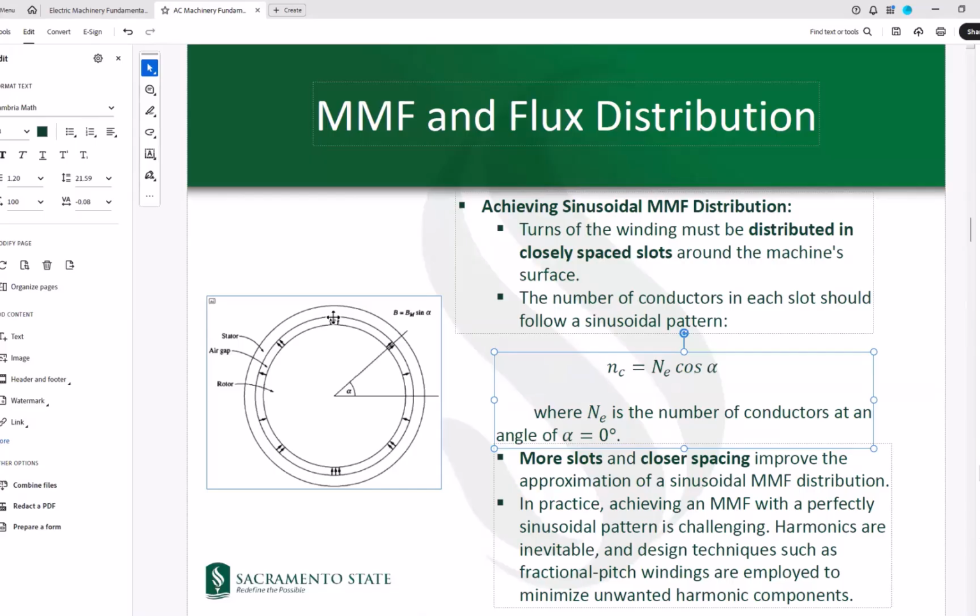So don't confuse this with the maximum of the field. Here you have the maximum number of conductors, but through the right-hand rule, that would cause this point to have the maximum field.